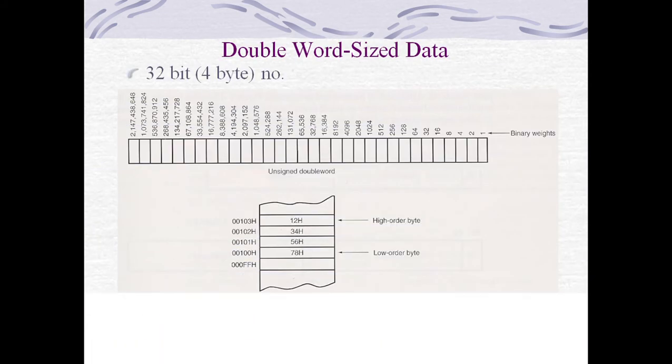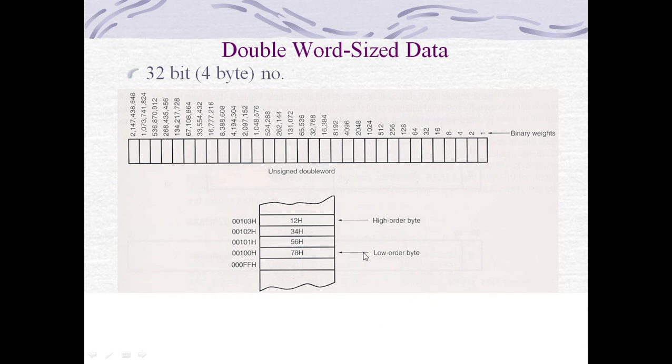Okay, so in the double word size data, we need 32 bits or 4 bytes of data, and the same procedure is followed for the binary weights. Just continue with 2 raised to the power of the bit position. For example, until 15, we had 2 raised to power 15, and then we continue with 2 raised to power 16, and at the end we have 2 raised to power 31. This is unsigned double word. For the signed double word, the last weight would be minus.